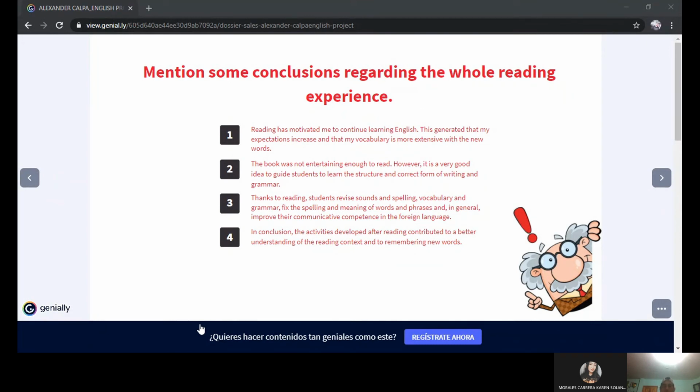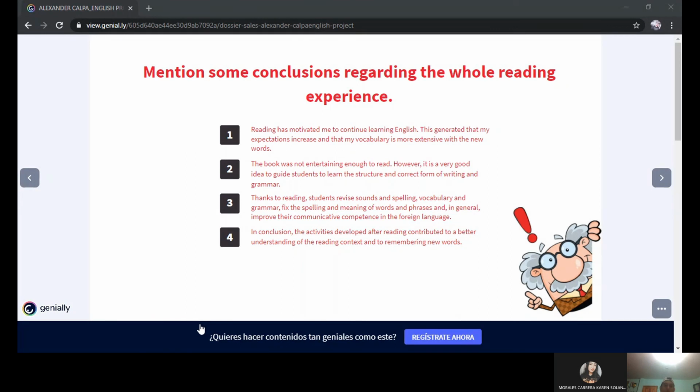I discovered that my perception has increased and that my vocabulary is more extensive with the new words. Two, the book was not interesting enough to read. However, it's a very good idea to guide students to learn the structure and correct form of the reading and grammar.